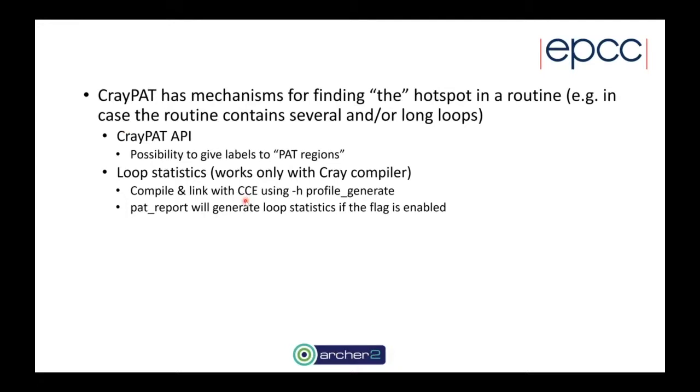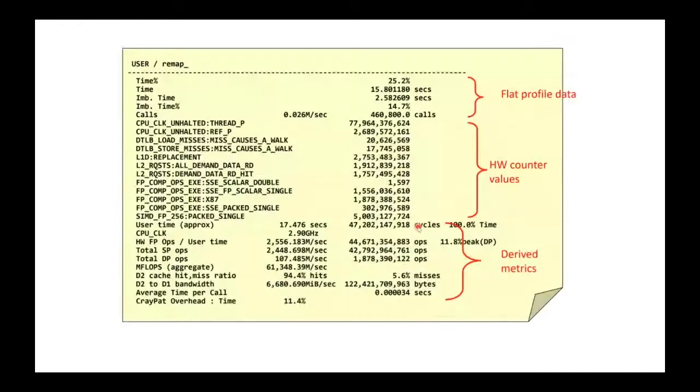It's also possible, if you're able to use a Cray compiler, to enable more detailed loop statistics for loops inside your program using this flag, -h profile_generate. And then CrayPat and pat_report will generate more detailed information on specific loops inside your program. That only really works with a Cray compiler.